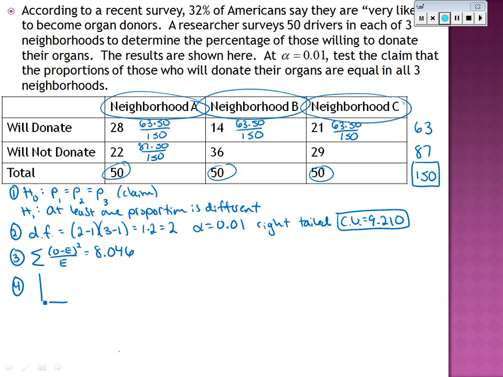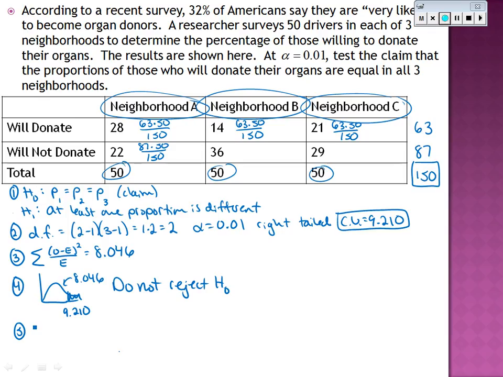Alright, to reject or not reject, critical value is at 9.210. Our test value, though, 8.046, that's going to fall in the non-shaded region this time. So we do not reject that null hypothesis. And again, null hypothesis is our claim.